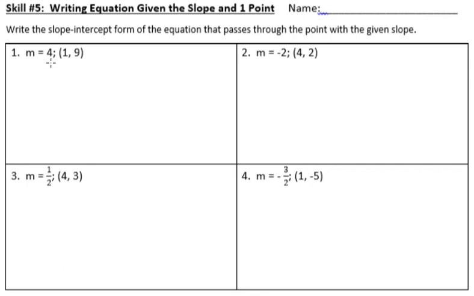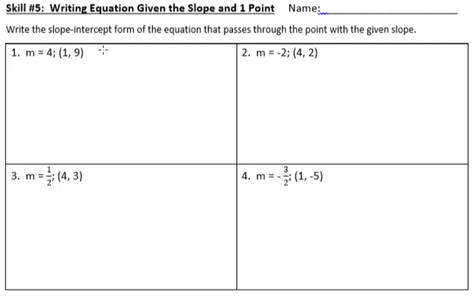This skill is ridiculous because everyone always gets it wrong and then they get skill 6 correct, even though this is easier. The reason is this confuses you because you're used to finding the slope. In this kind of problem, they already give you the slope. We remember that the value of m is the slope.